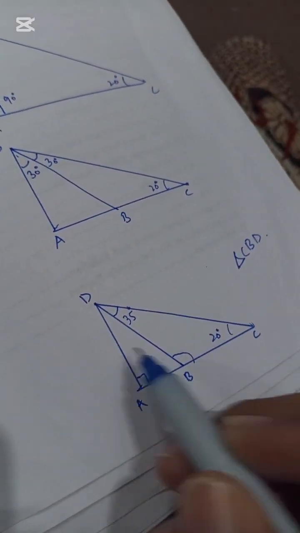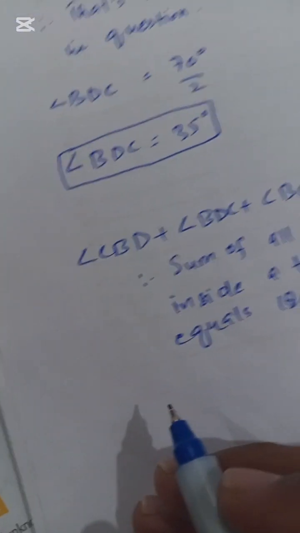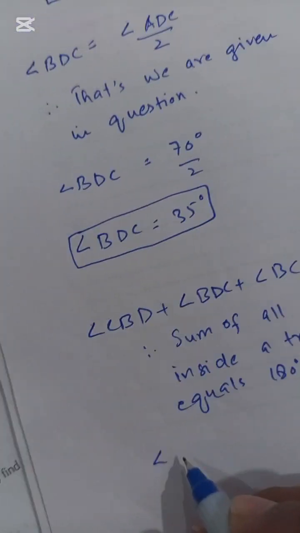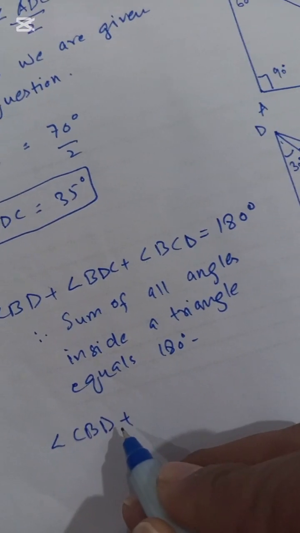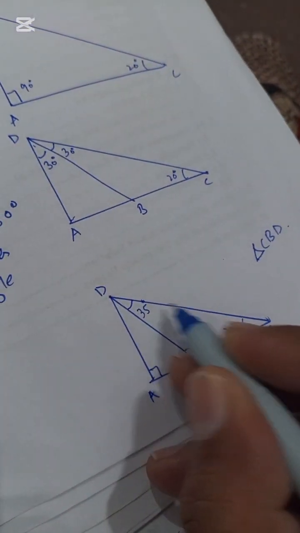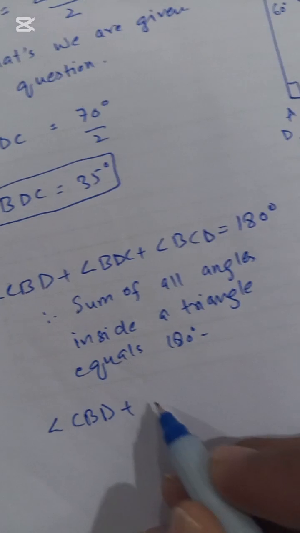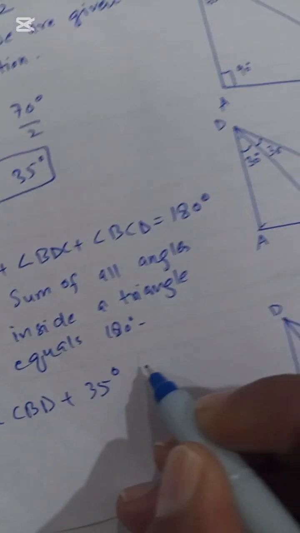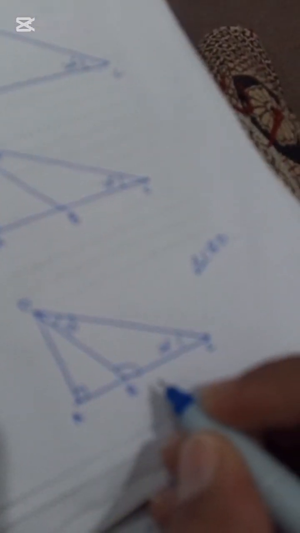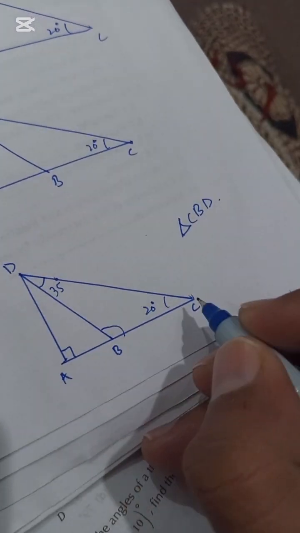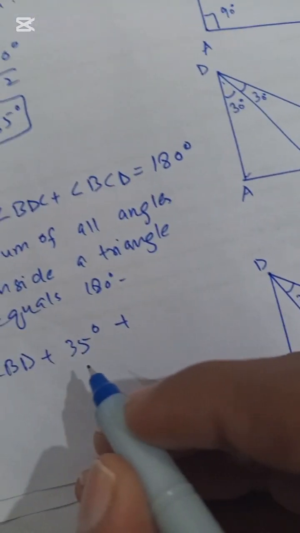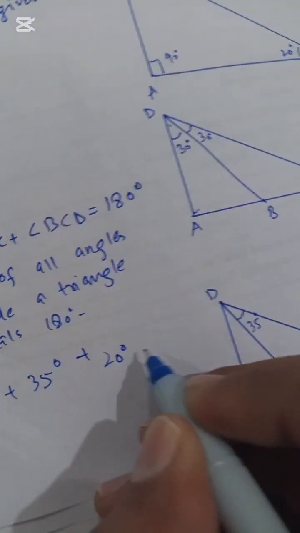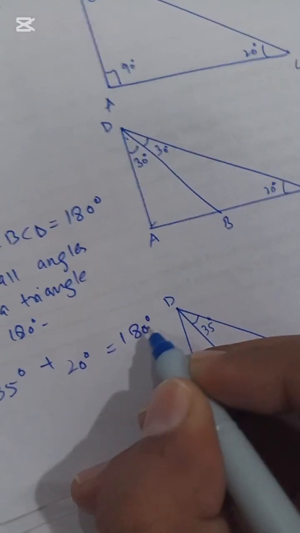So now moving on, we know the value of angle BCD and BDC, but we don't know the value of angle CBD. That is what we have to find out. So I'll write angle CBD as it is. And now the value of angle BDC equals 35 degrees, so I'll write 35 degrees instead of BDC, plus angle BCD, that is 20 degrees. So plus 20 degrees, and this will equal 180 degrees.